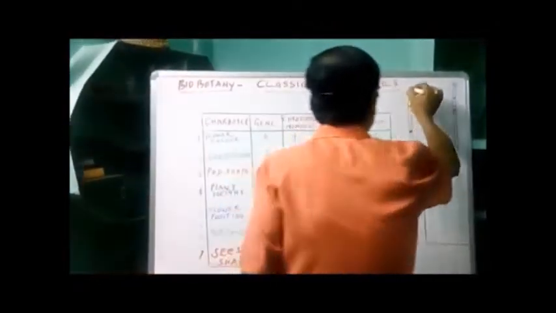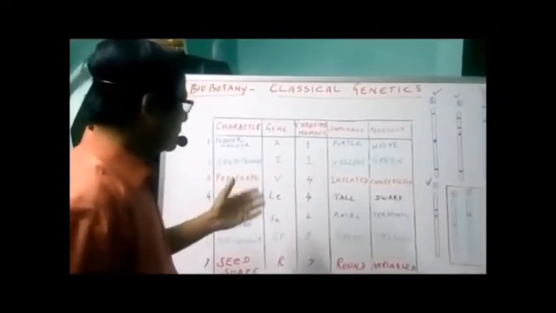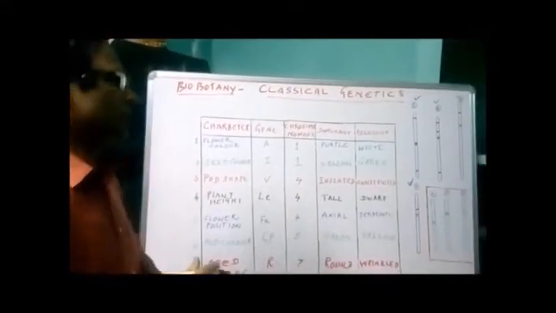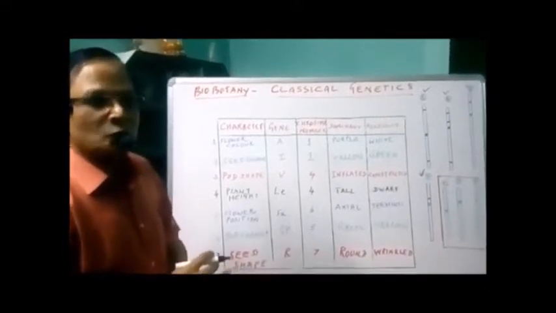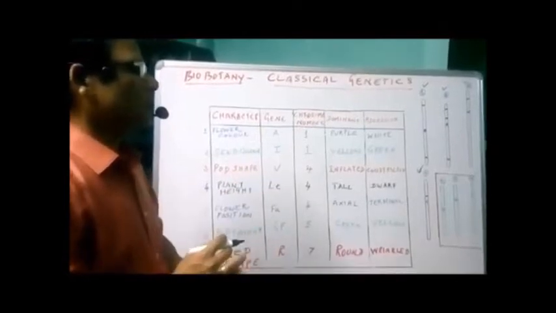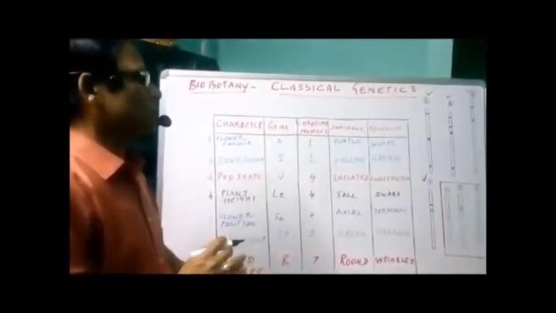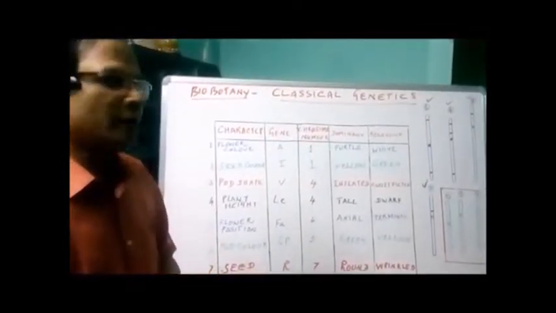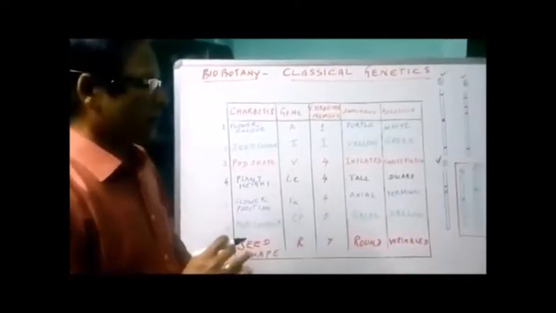That is chromosome 1, chromosome 4, chromosome 5 and chromosome 7. So these are the 4 chromosomes where the genes for the 7 characters are located. For example, if we are taking the first chromosome, it has 2 genes for 2 characters. If we are taking the 4th chromosome, it has 3 genes for 3 characters. If we are taking the 5th chromosome, it has only 1 gene for a character. If we are taking the 7th chromosome, it has only 1 gene for a character.